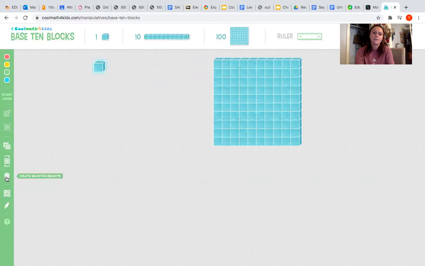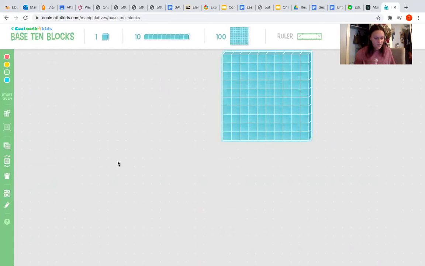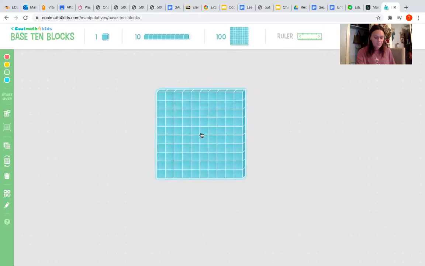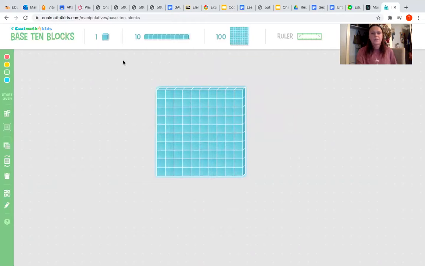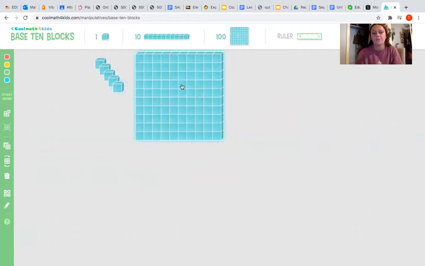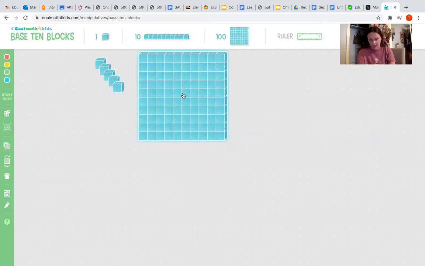So I'm going to delete this so we can start with a fresh screen. So we have a flat, which is 10 longs together, which is also 100. But since we have 105, now we have 105. So our problem is 105 stickers divided evenly by 8 students. So now we're going to break down our flat because we know that we can't divide our group evenly into this flat, which is 100.